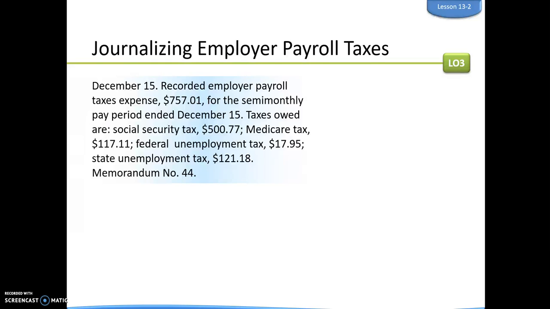So here would be the entry for employer payroll taxes. December 15th, recorded employer payroll taxes expense, $757.01 for the semi-monthly pay period ended December 15th. Taxes owed are Social Security, $500.77, Medicare tax, $117.11, federal unemployment tax, $17.95, state unemployment tax, $121.18. Memorandum number 4. Since it's a memorandum, it will be going on the General Journal.